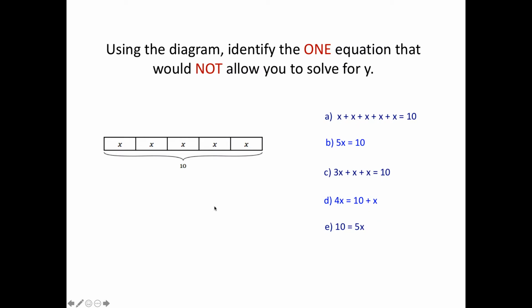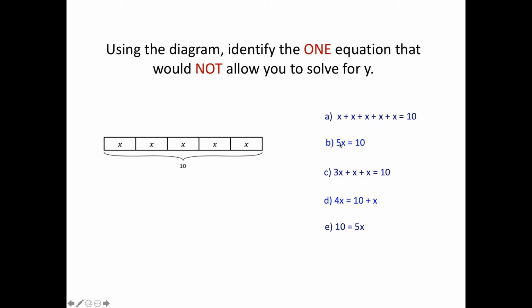And then the last one, and this is going to be our last one, same instructions. Use the diagram, identify the one that does not work. Well, what I notice up here is I have x and another x and another x and another x and another x. And when I combine them all, they're the same distance or length as 10. So let's look. X plus x plus x plus x plus x equals 10. Yeah, that works.